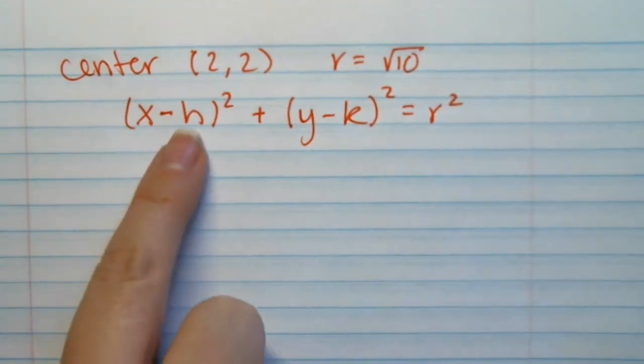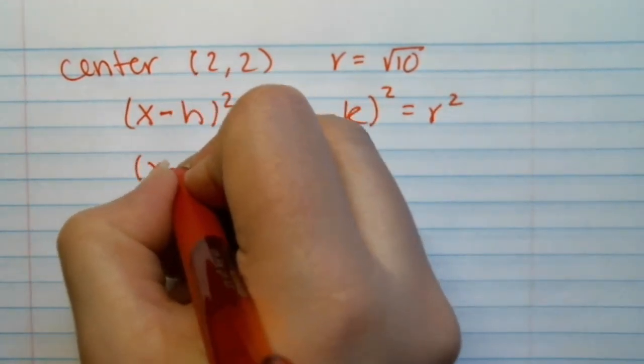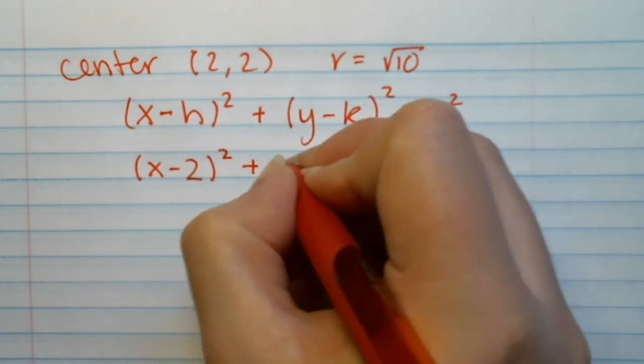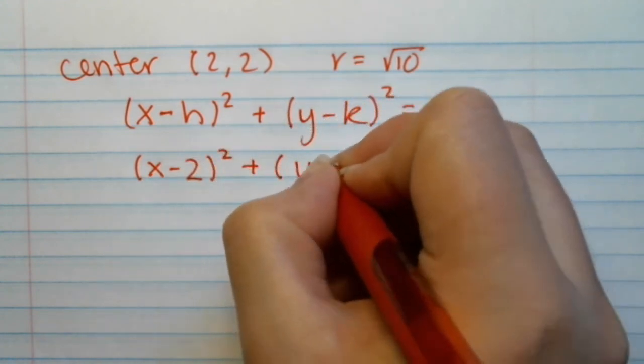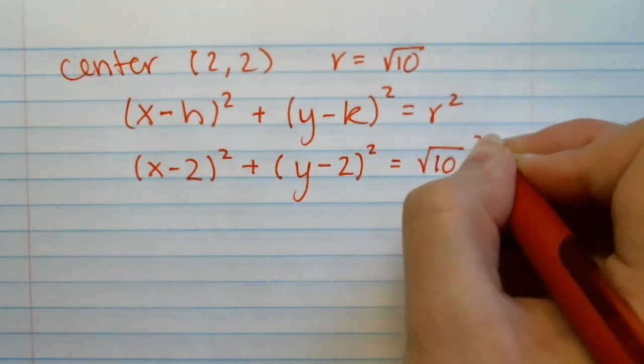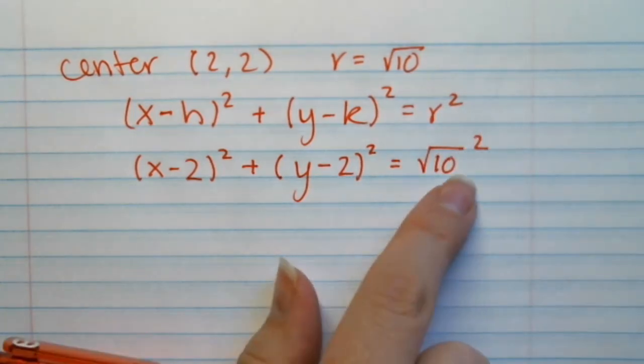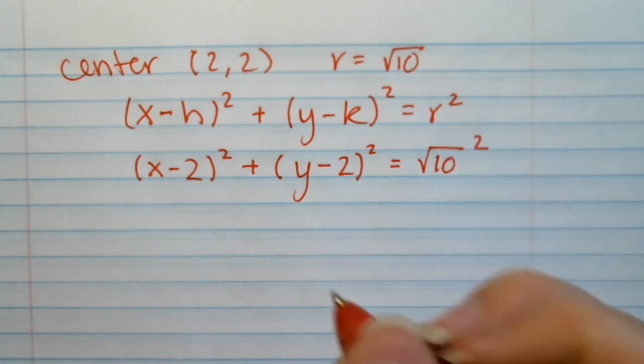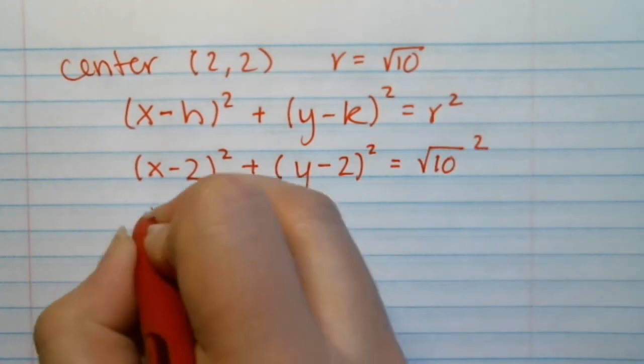So h is 2, k is also 2. And then we have root 10 squared. And the only thing we need to do to simplify this is say that root 10 squared is just 10.